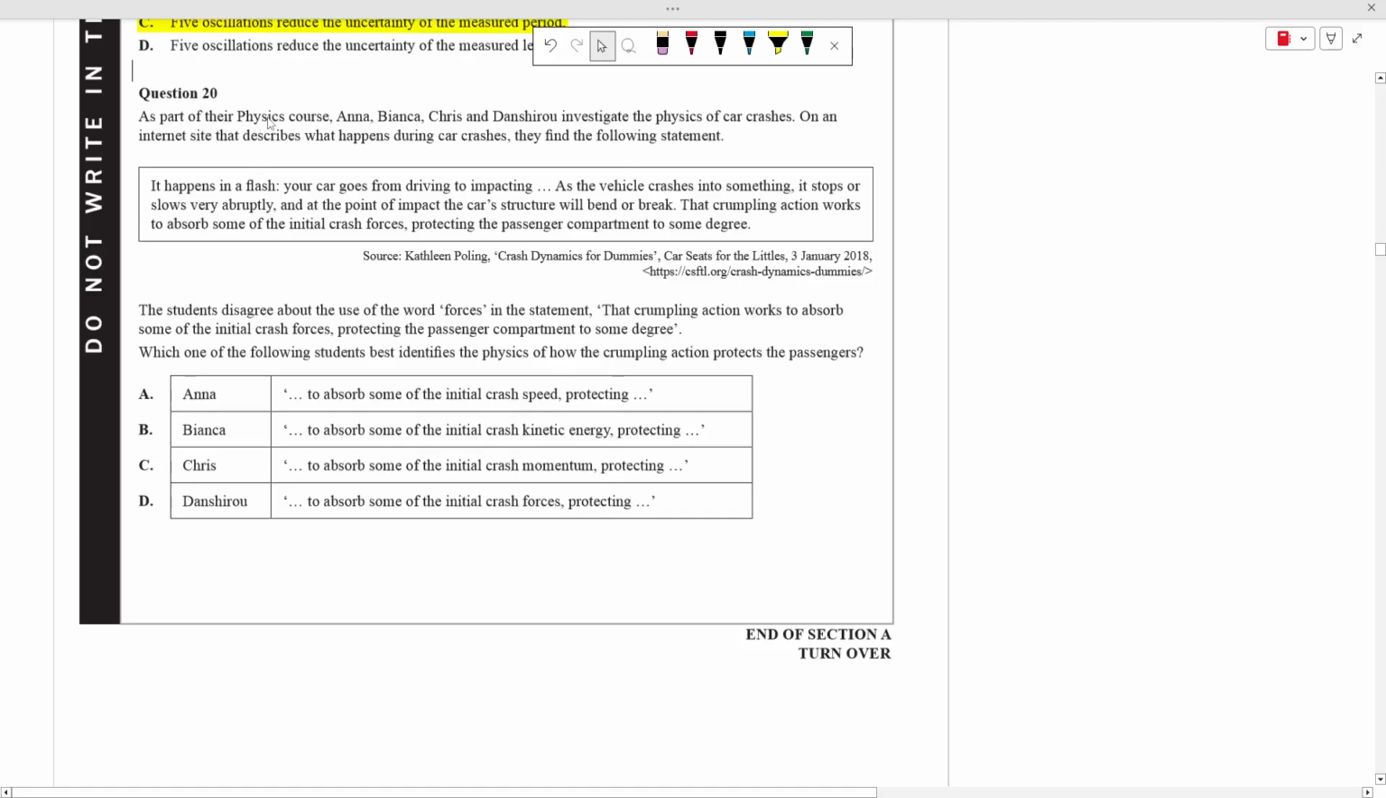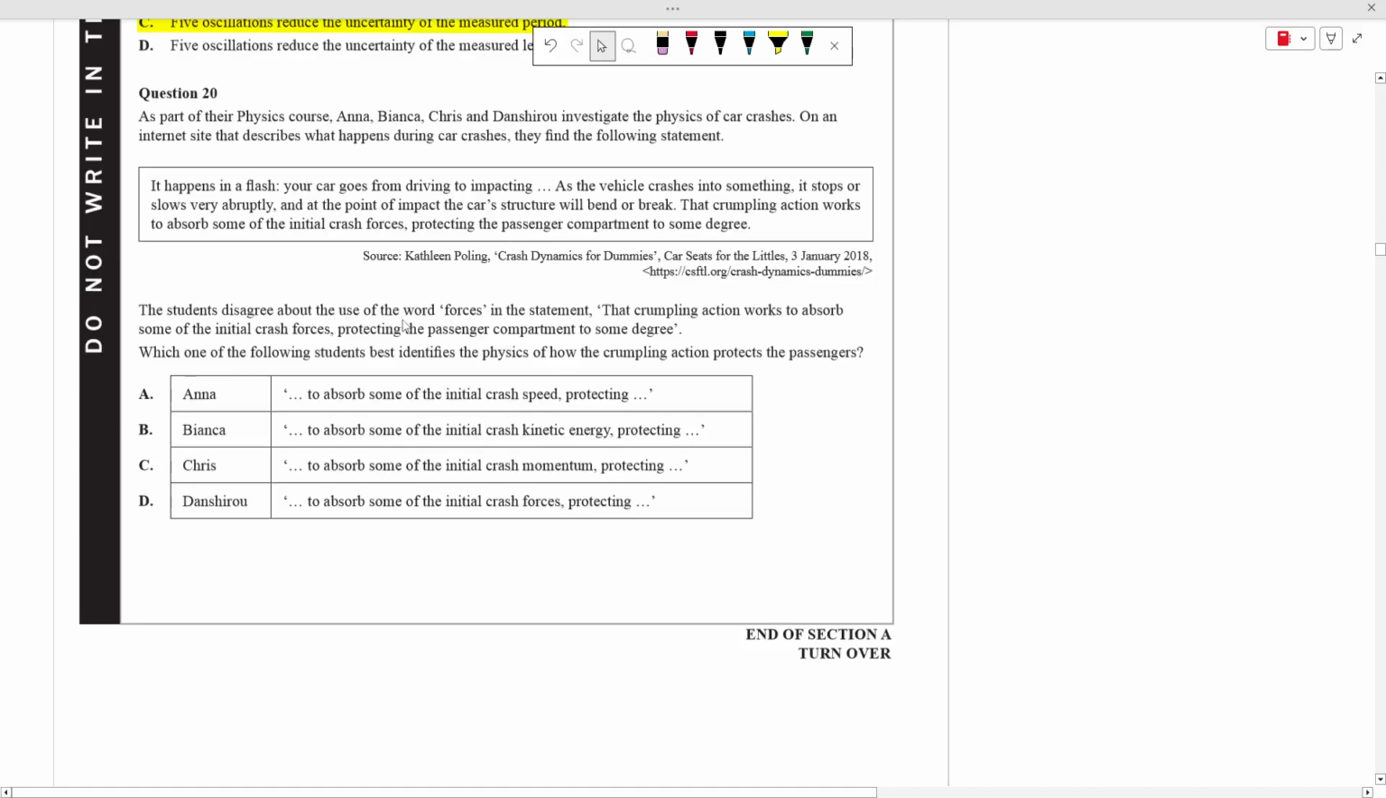Question 20. As part of their physics course, Anna, Bianca, Chris and Dimitri investigate the physics of car crashes. On an internet site that describes what happens during car crashes, they find the following statement. Okay, so read the statement, pause it, I'm not going to read it out.